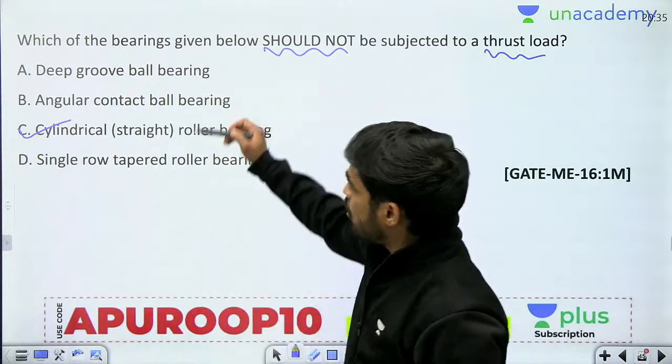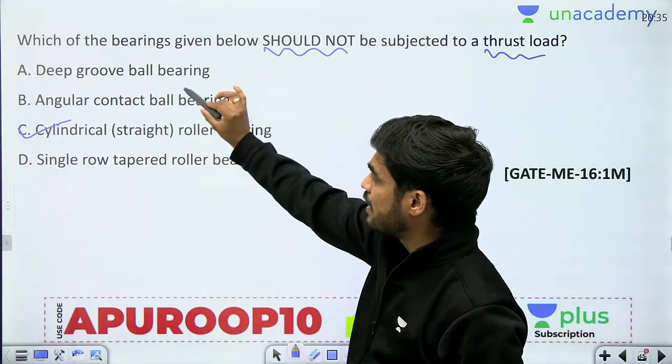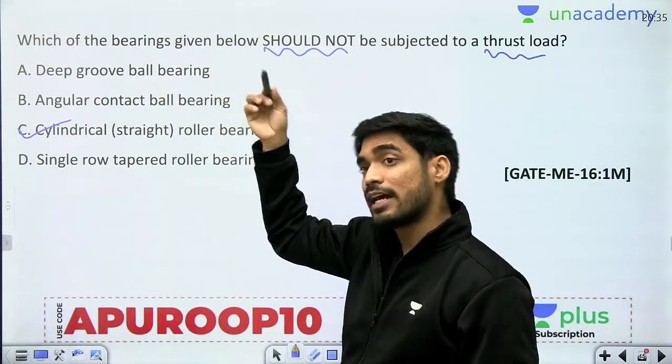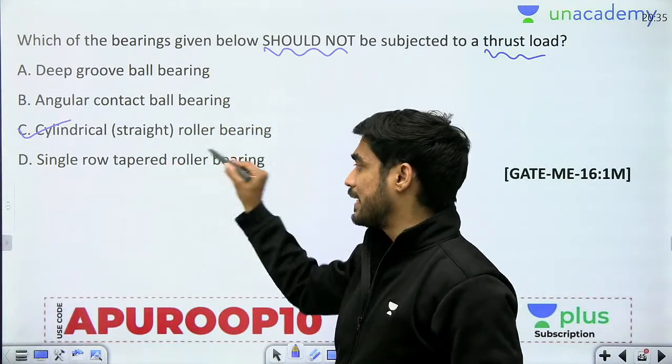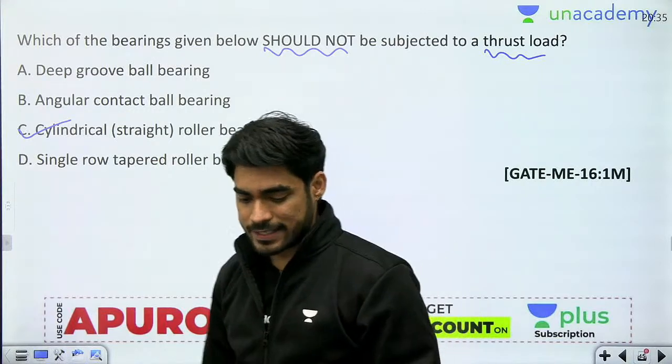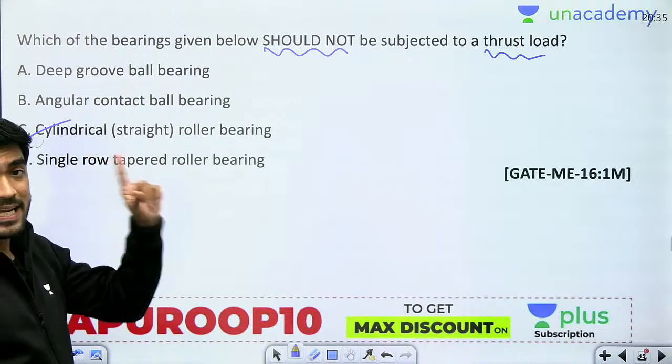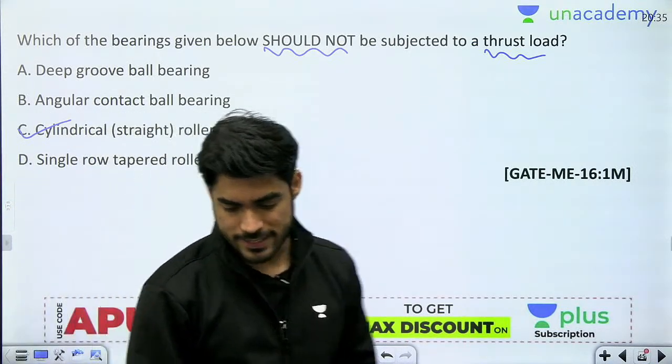Okay, so if you remember all these characteristics, you know that deep groove ball bearing can sustain radial as well as axial load. Angular contact can also sustain, and tapered roller bearing can also sustain axial load. Only cylindrical roller bearing will not be able to sustain axial load, right? They can only sustain radial load.